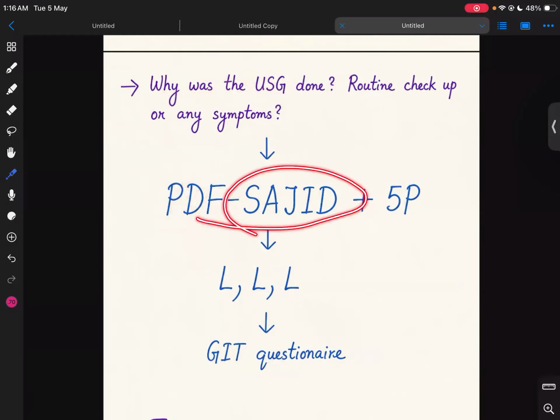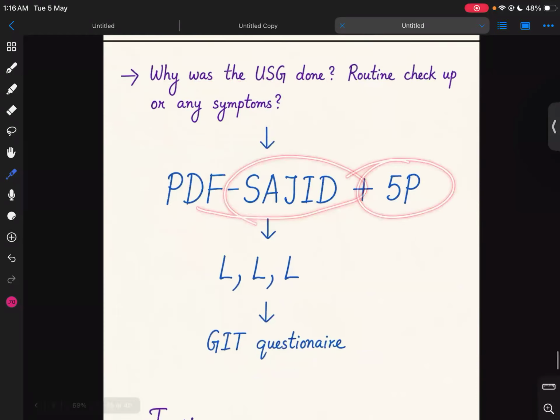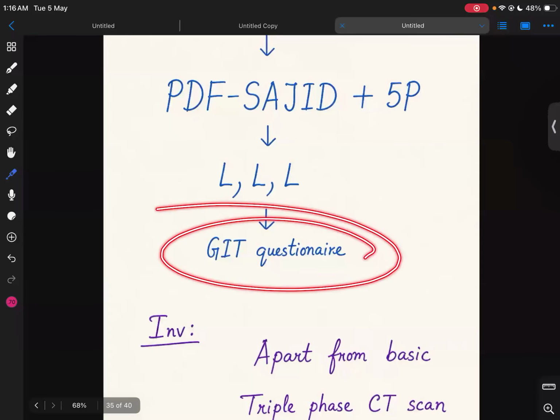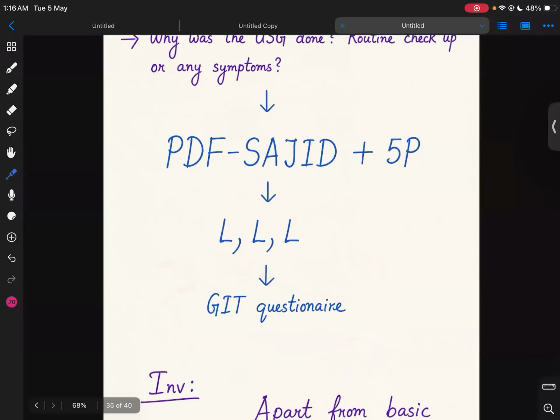Complete the history taking by SAGIT and 5P. Then, for this prompt, ask the AAA history, because one of the DD is cancer here. This is hepatocellular carcinoma and also the metastasis. That is loss of weight, loss of appetite, lumps and bumps in the body. Then ask the GIT questionnaire. You will get your diagnosis for sure.